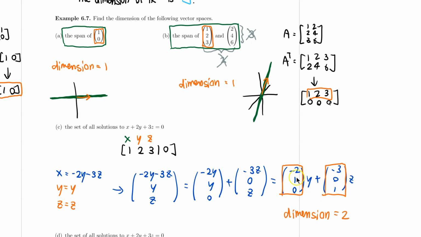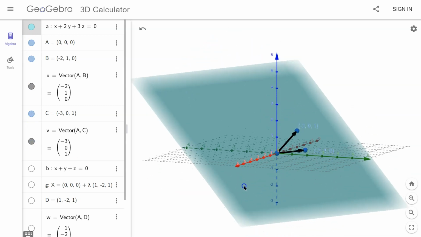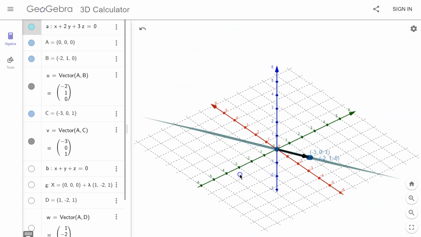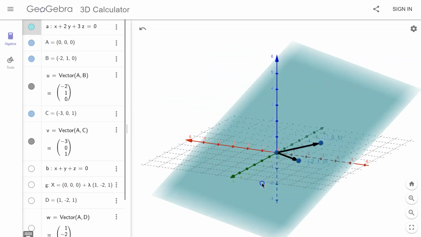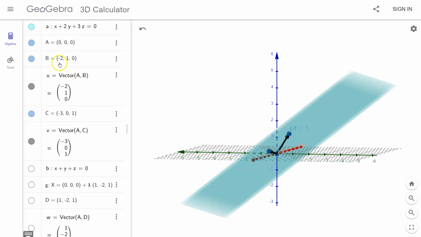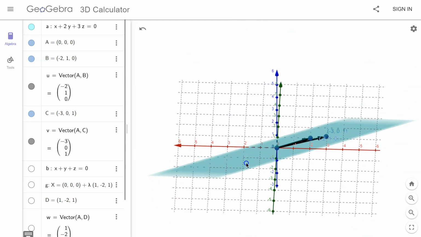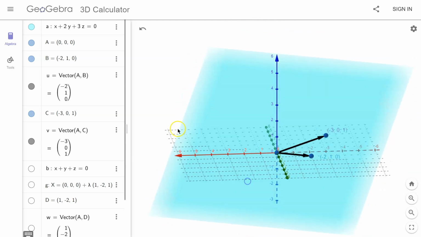Now, the vectors (-2, 1, 0) and (-3, 0, 1), if I were to plot them, I'm going to have this one here and then this one here. It's a little hard to see, but one of my vectors here is going to be (-2, 1, 0), and the other vector is going to be (-3, 0, 1). So these two black vectors will span the blue plane, the set of all solutions to the equation x plus 2y plus 3z equals 0.